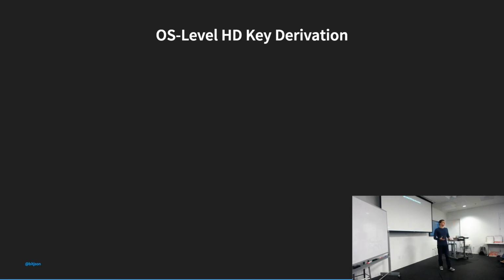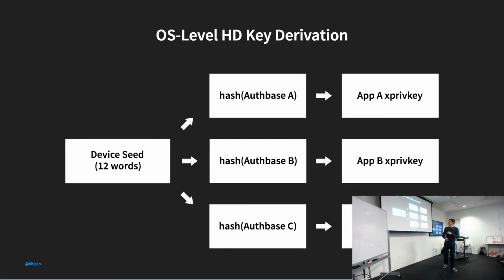Then at an operating system level, every app, given its auth base, can ask the operating system for its set of private keys. If everything goes to hell, you can put those 12 words back in the wallet, and it can rederive, on the next device, your private keys for all of those apps. So basically, you can take the device seed, your 12 words, and have an operating system call on Android, where the app asks for its private key. All it has to do is ask for its private key.